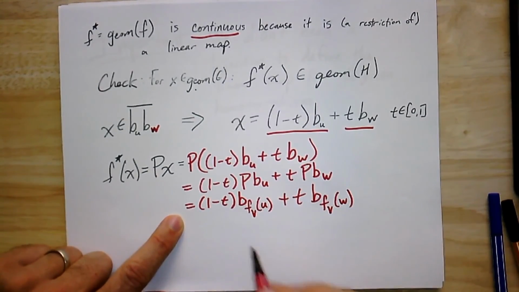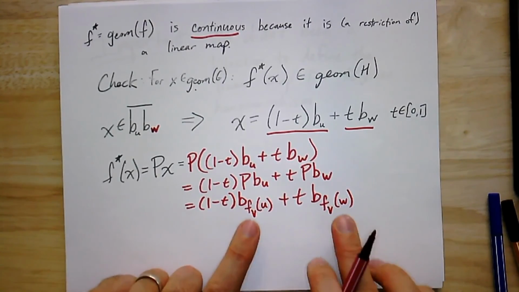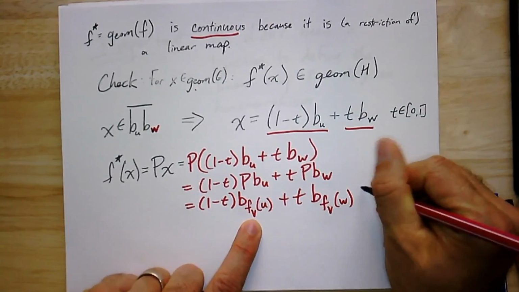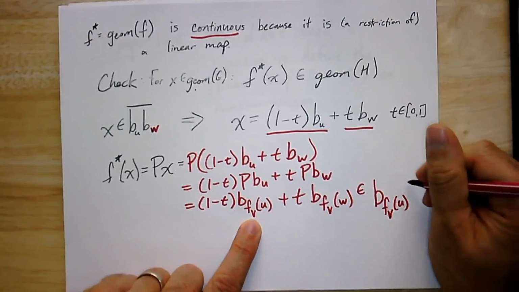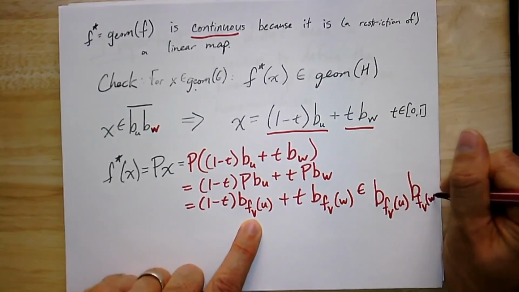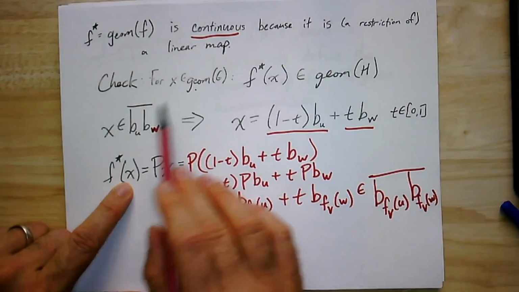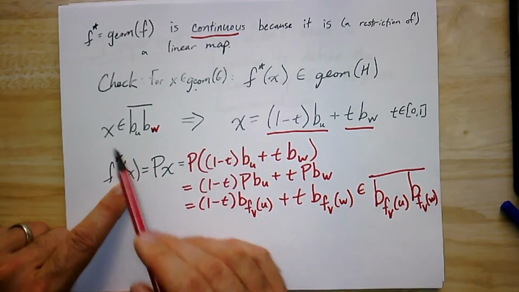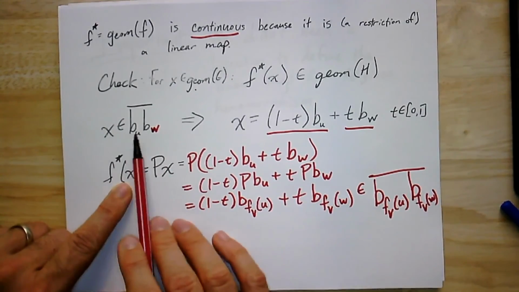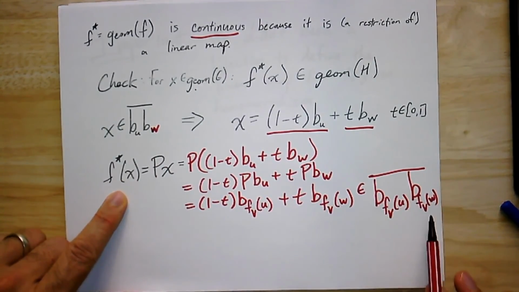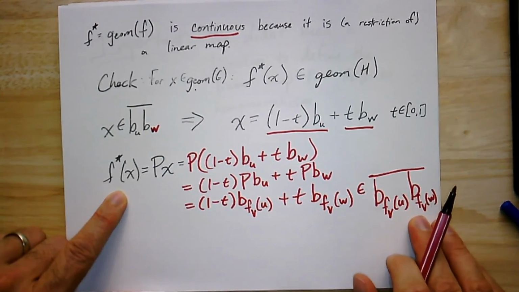So this is, again, the form of a line segment. This is the line segment between these two points. So you can write this as follows. It's in the line segment between fv(u) and fv(w). All right, so I know that if I take any point in the geometric realization, it's sitting on some edge, or it might just be a vertex itself. For isolated vertices, that's maybe the easier case. But if it's sitting on an edge, then it's going to land on some other line segment, and we just have to check that this really is a line segment in the geometric realization of H.